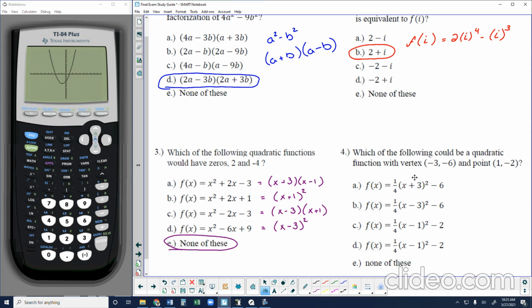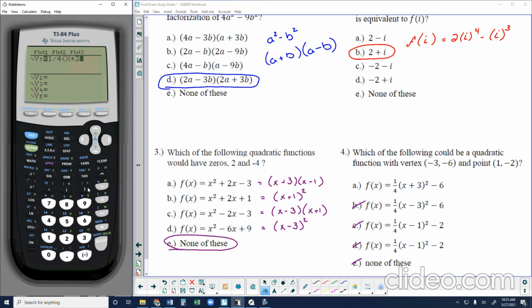Remember, we have x minus h, plus k. So this would be x minus a negative 3, and minus 6. So I already know that options B through E are incorrect. Now I need to see if the option in A is correct. What I could do here is go ahead and graph this, or I could use a method of substitution.